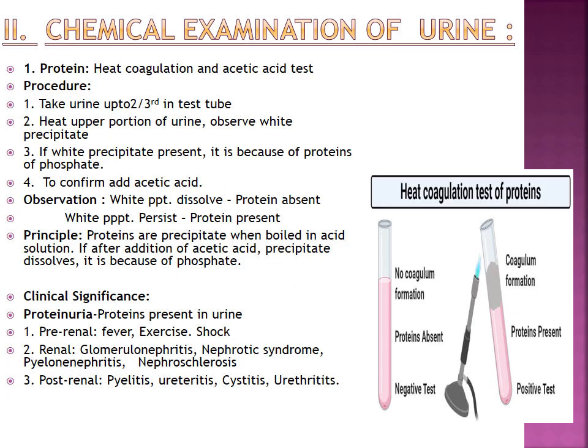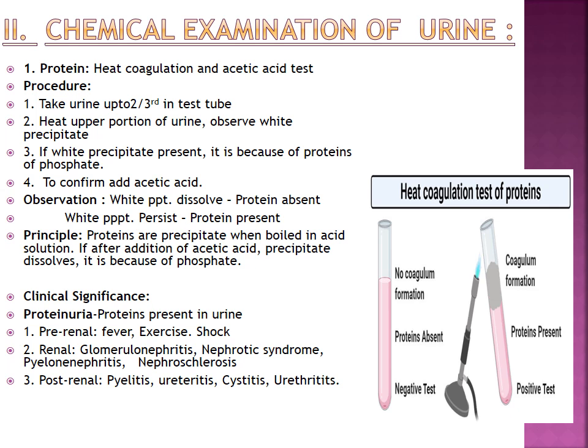Now we will see chemical examination of urine. First is protein. The method is heat coagulation and acetic acid. In the procedure, you have to fill two-thirds of the test tube with urine and then heat the upper portion, and if you see a white precipitate, then add acetic acid and see the precipitate. If the precipitate dissolves, that means proteins are absent, and if the precipitate persists or the white precipitate increases, then proteins are present. The principle is that proteins precipitate when they are boiled in acid solution or by heat.